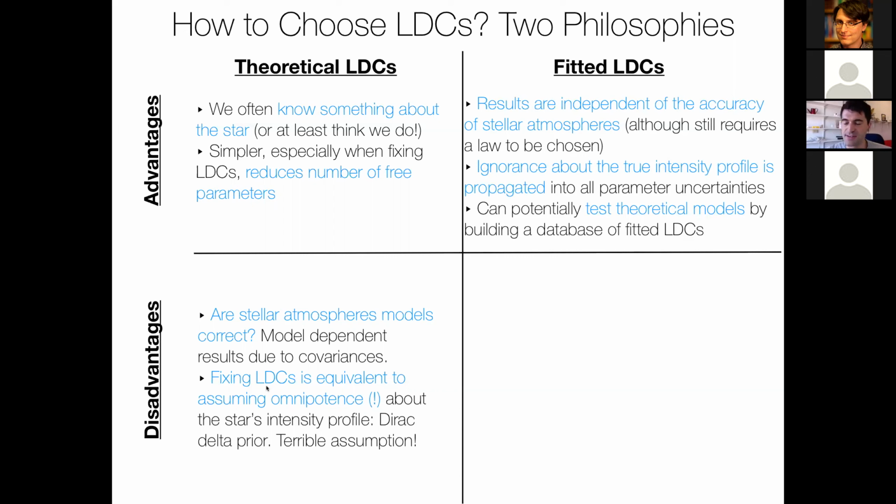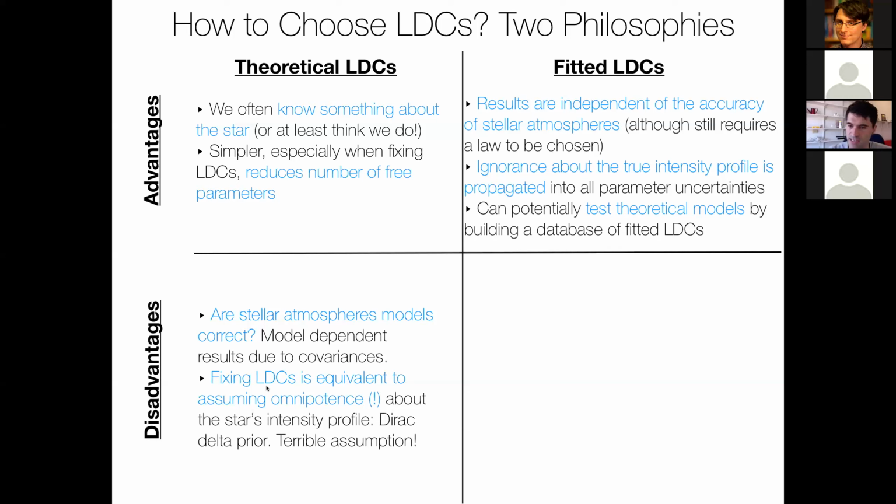So what about the fitted approach? Well, first of all, the beauty here is that we get around this model dependency problem. So the results are independent of how well your stellar atmosphere models are doing. This is important because, you know, you might think you're looking at a single star where you think you know what the atmosphere is, and you're actually looking at a binary star system, and the planet's not even going around the star you thought it was going around.